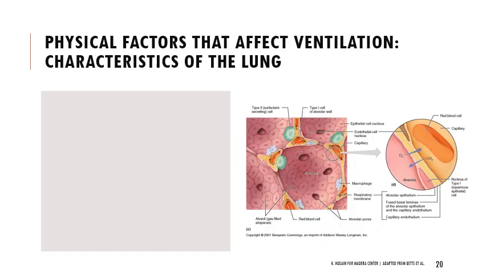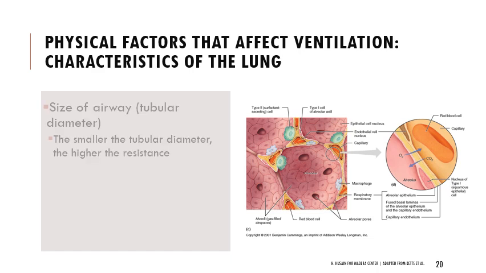A couple of other factors that affect ventilation include characteristics of the lung tissue. So when we're thinking about airways specifically, we call that tubular diameter. If the diameter is smaller, there's a lot more resistance. And vice versa, if the diameter of those airways is larger, there's lower resistance.